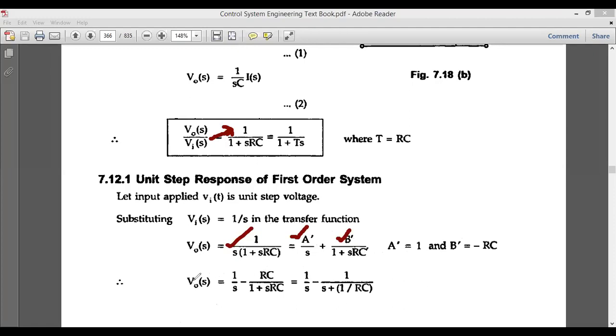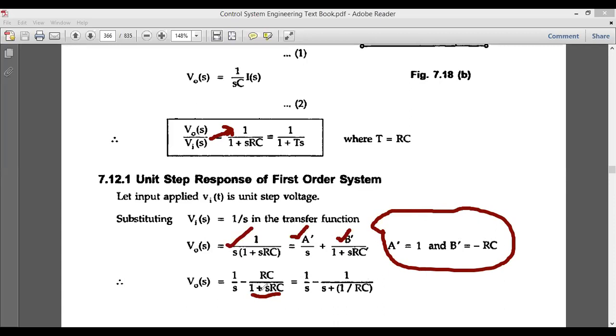Now if I substitute these values in this formula, V naught of S is equal to 1 divided by S minus RC divided by 1 plus S into RC. So it is 1 by S minus 1 divided by (S plus 1 divided by RC). This equation is now written in terms of S plus some value.